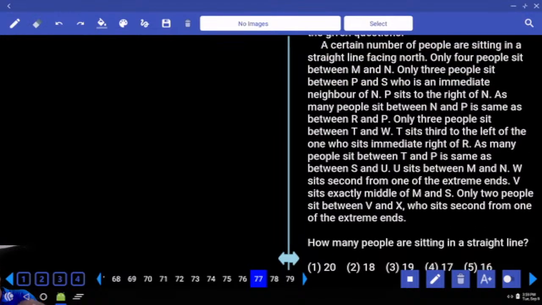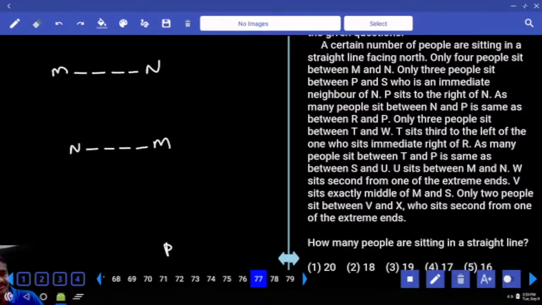Now a certain number of persons are there, and there are only 4 persons sitting between M and N. Now in between M and N, how many? 4 persons. If M is here, 1, 2, 3, 4, N is here. Or if N is here, 1, 2, 3, 4, M is. Either M can be on the left hand side or on the right hand side of N.